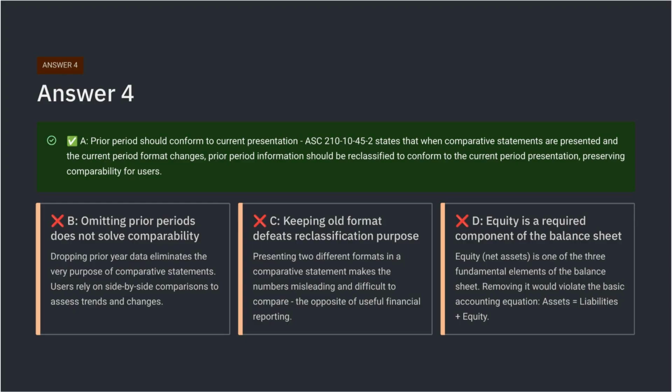Option B is wrong because simply dropping the prior year destroys comparability. Option C is wrong because keeping an old format beside a new format can confuse users. Option D is wrong because equity is a fundamental balance sheet component. Remember, comparability is not cosmetic, it is part of useful presentation.